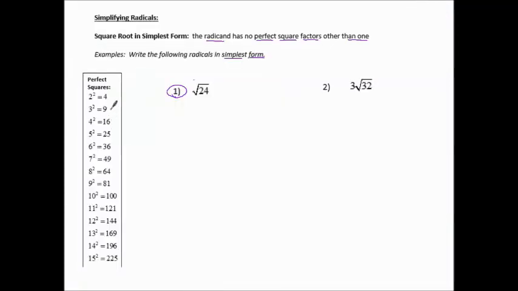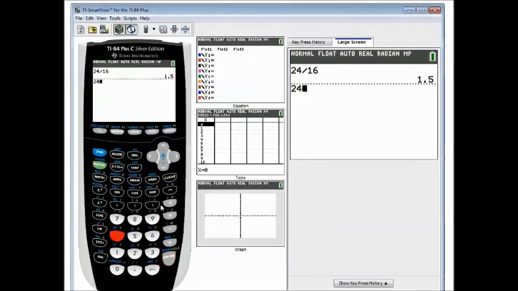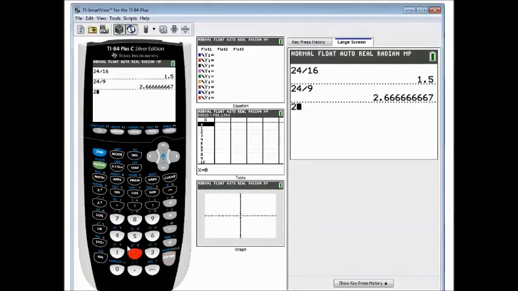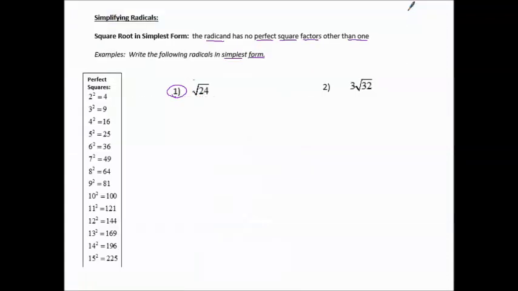16 didn't work, so I'm going to try 9. 24 divided by 9, well, I know that's not going to work either. So let's try my next one. I have my 4 here, so I'm going to do 24 divided by 4. And that one does work. 24 divided by 4 is 6. So I'm going to rewrite the square root of 24 as the square root of 4 times the square root of 6. And I know that the square root of 4 is 2, because 2 times 2 gives me 4. So I have 2, and then I have left over the square root of 6.